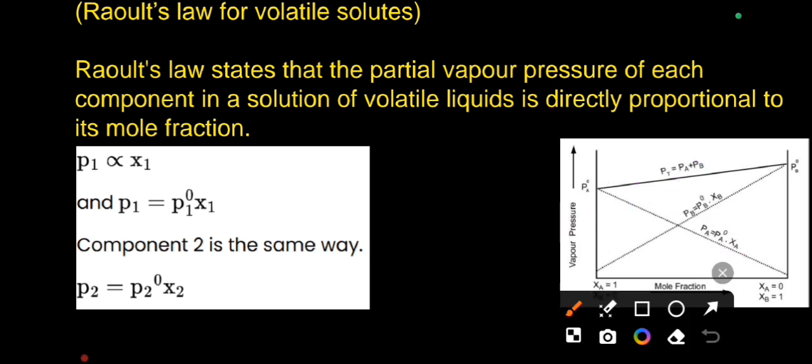So you can see here P1 is directly proportional to X1. If you remove the proportionality, this constant proportionality, then P naught will come. For the same component, suppose you are taking the second component, then this expression will be there.